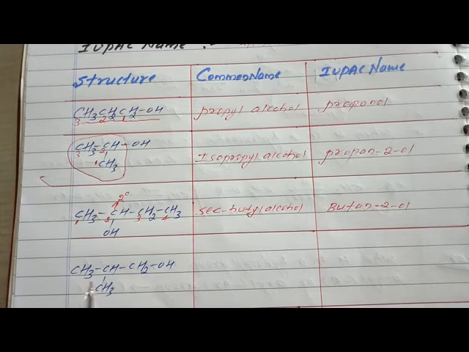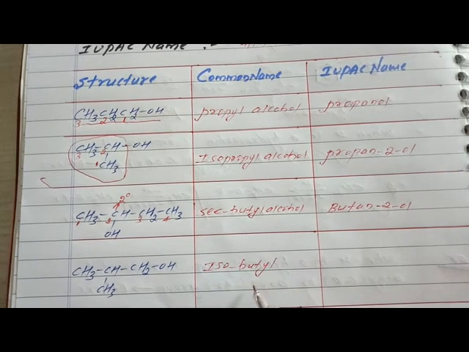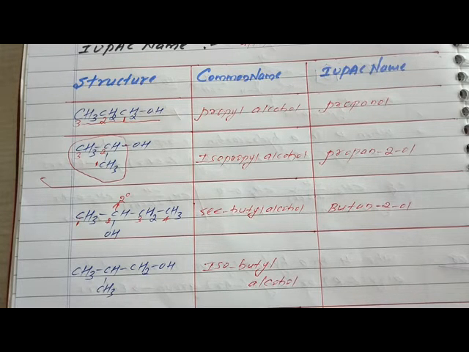Now the next one is CH3CH(CH3)CH2OH. Again just find out the name of the alkyl group. As there are 4 carbon atoms, 1, 2, 3, 4, so simply it's what, students? Butyl. But again the second carbon is branching with the CH3, so it's an isobutyl alcohol. So the common name of this compound is isobutyl alcohol.